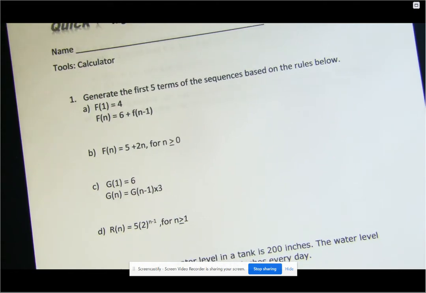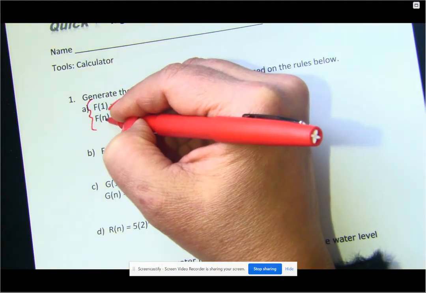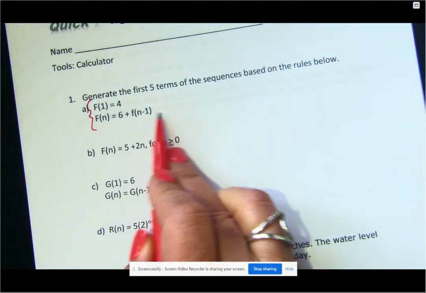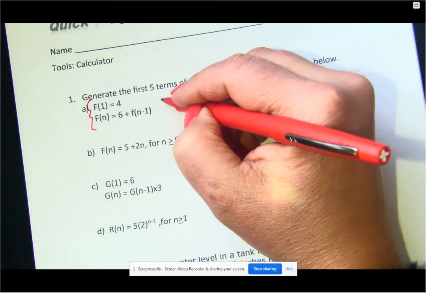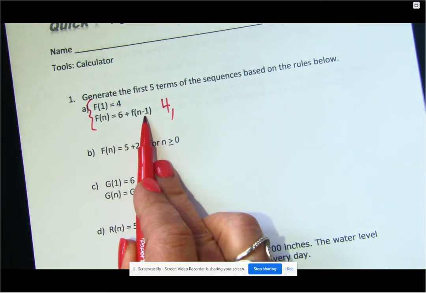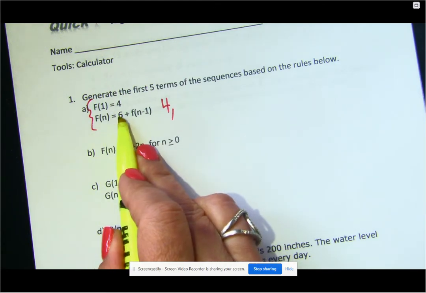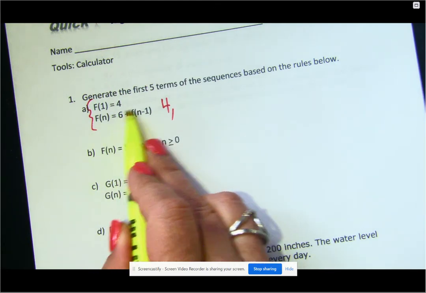Letter A, we've been given a recursive rule. I can tell because it has 2 parts. It gives me the first term and then it tells me some information. So it says the first term is 4. And then what this says in a sentence, right? This says to get any term, you add 6 to the previous term.